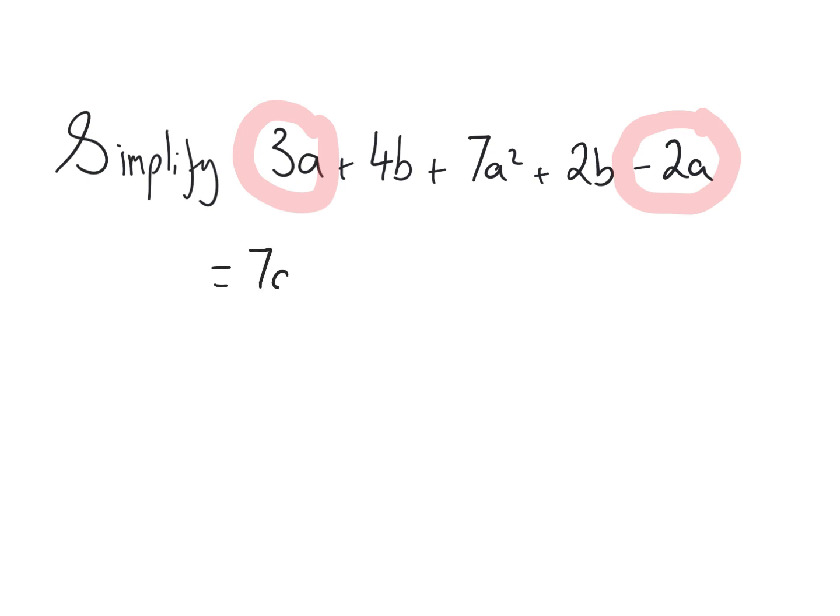So we treat a squared as its own separate variable. So we would have 7a squared, then 3a take away 2 lots of a is 1 lot of a, and then moving on, 4b plus 2 lots of b is going to be 6 lots of b.